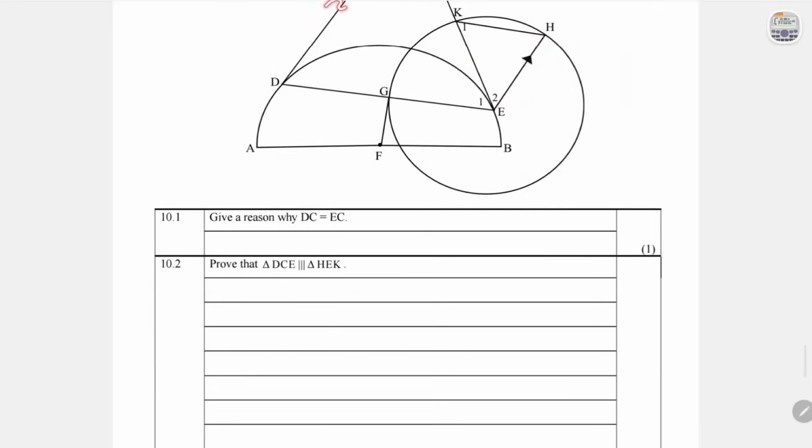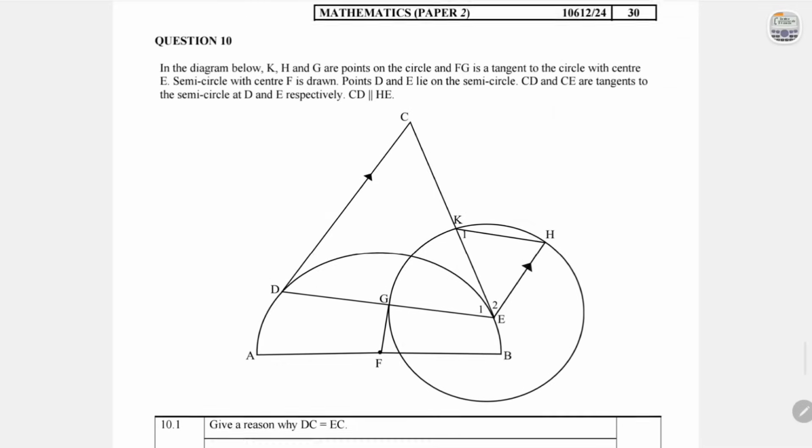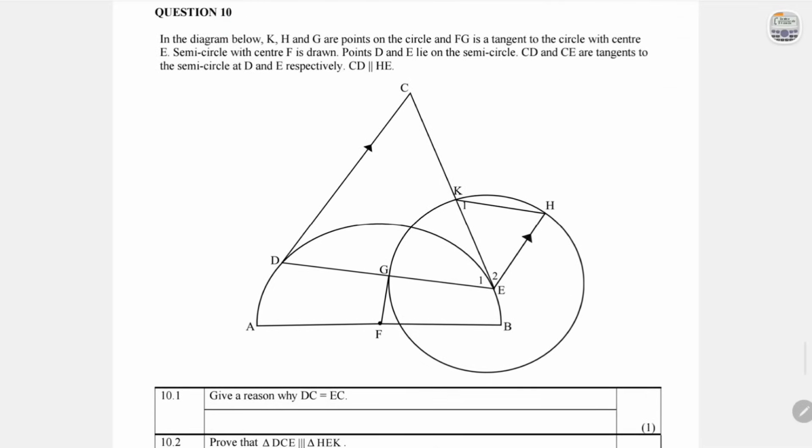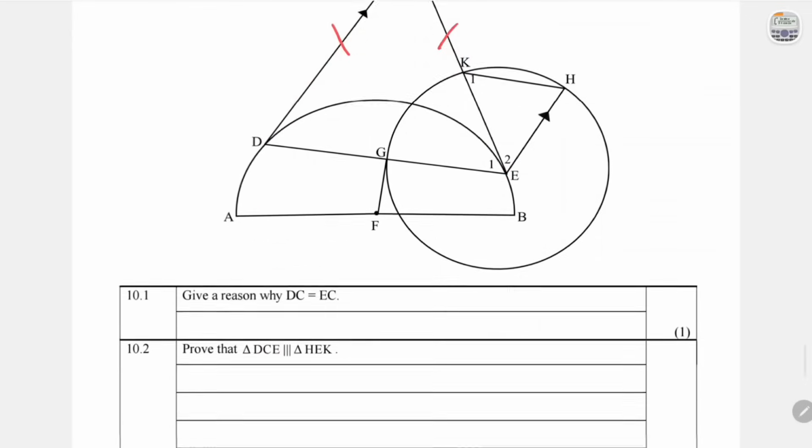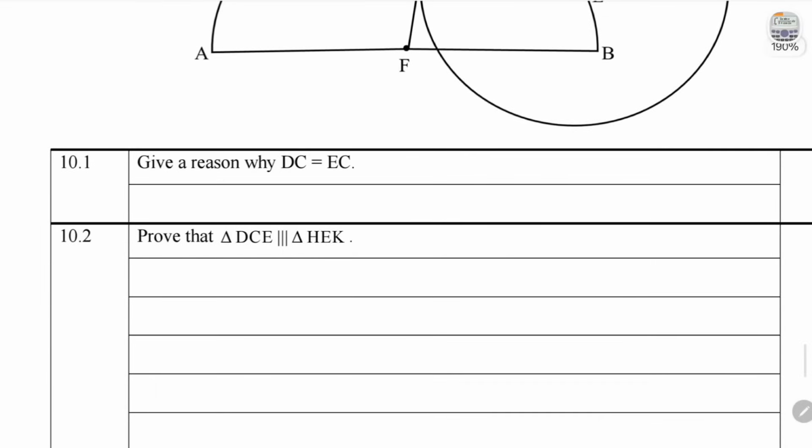And the first question asks us to give a reason why DC is equal to EC. Okay, so why is this line equal to this line? Well, they told us that those two lines were tangents. If they're tangents to the semicircle, then tangents drawn from the same point are equal. So we can just put down that they are equal so we can follow that. Okay, so that's our reason. Tangents drawn from the same point are equal.